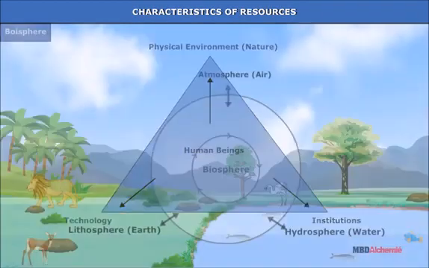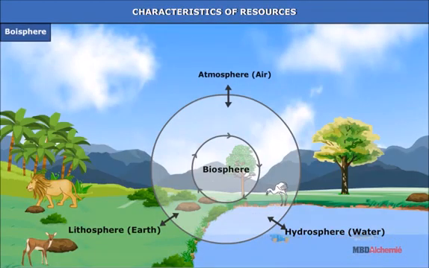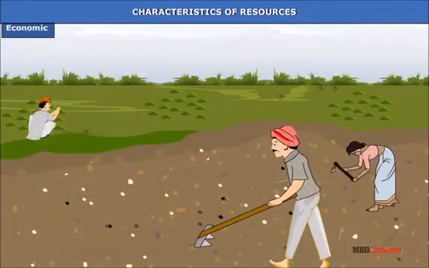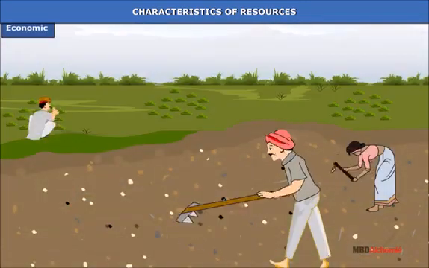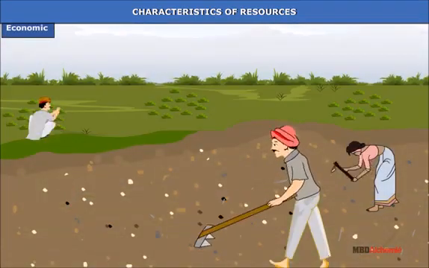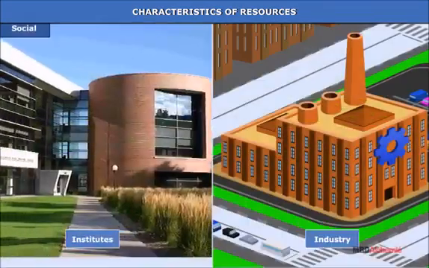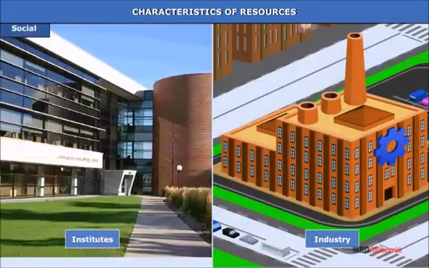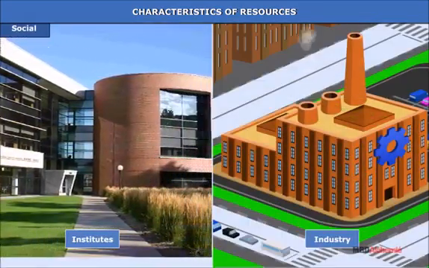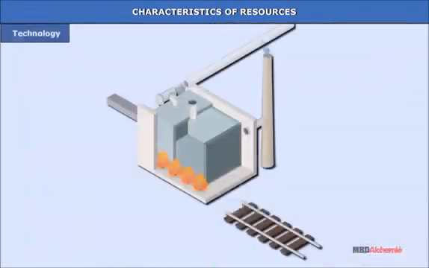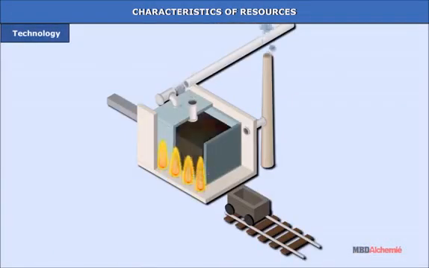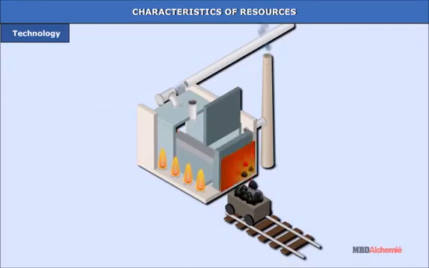Characteristics of resources. Biosphere. The resources come from our physical environment. Human beings are at the center of its one component called biosphere. Economic. Human beings make resources available through their economic activities. Social. Human institutions, industry, and society accelerate their development. Technology. It is the main human agent of transformation of materials available in nature into resources.